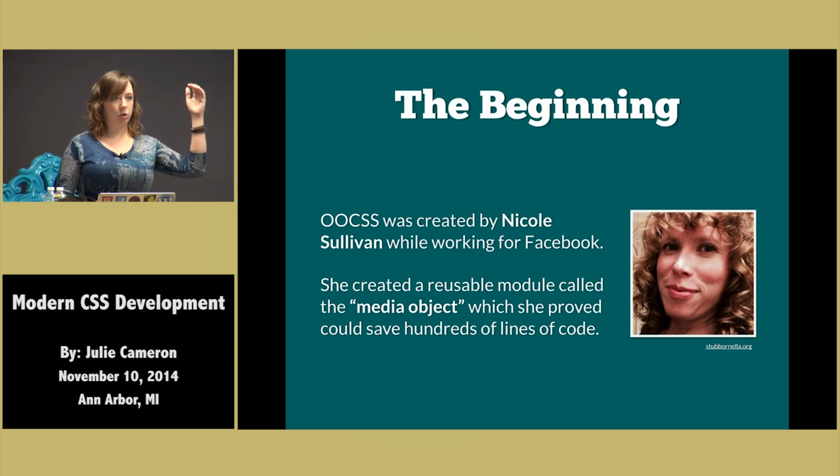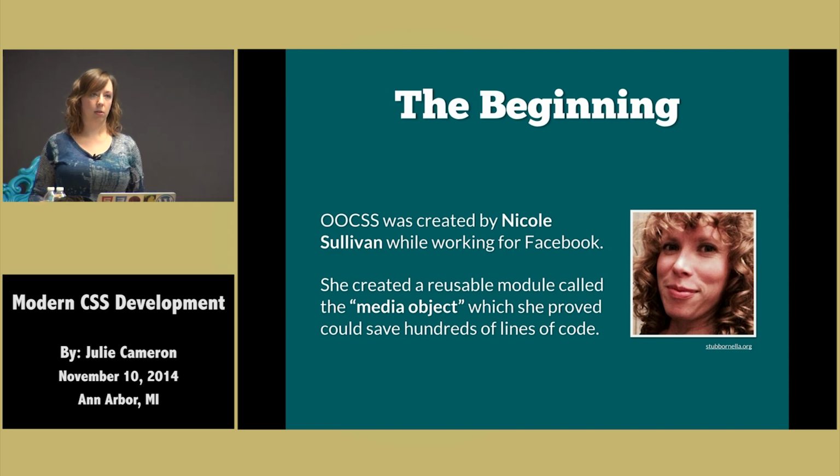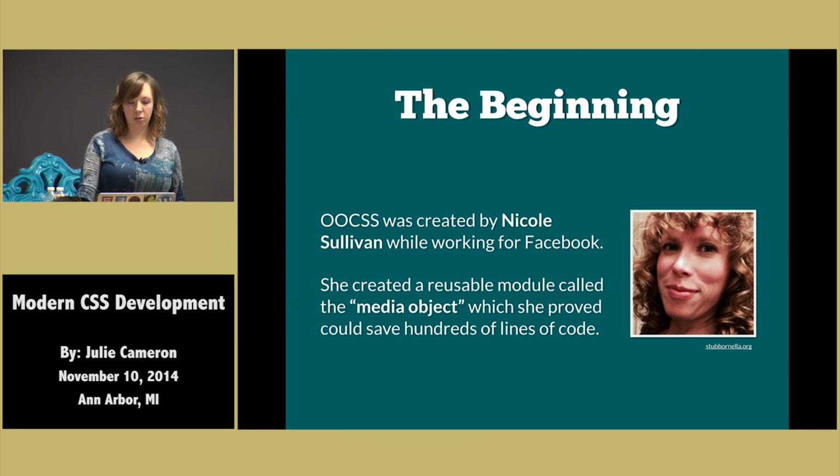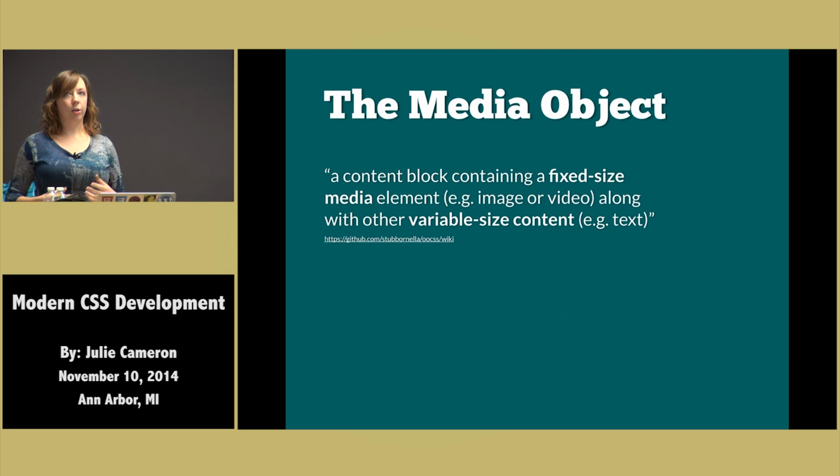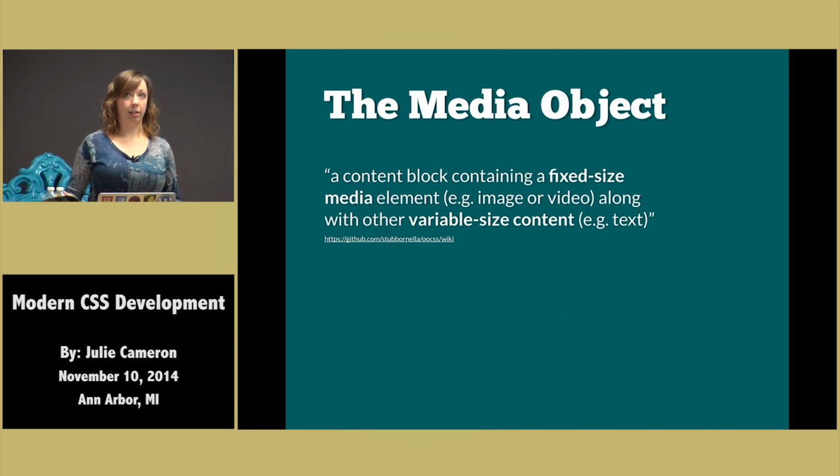And what she did is she just sat down and read the styles, top to bottom, looked at all the markup, and was looking for patterns. The one very repetitive pattern that she found was for a module that she then created called a media object, which she said could save hundreds of lines of code. So what's a media object? As defined in her OOCSS wiki, it is a content block containing a fixed size media element, like an image or a video, along with other variable size content, like text.